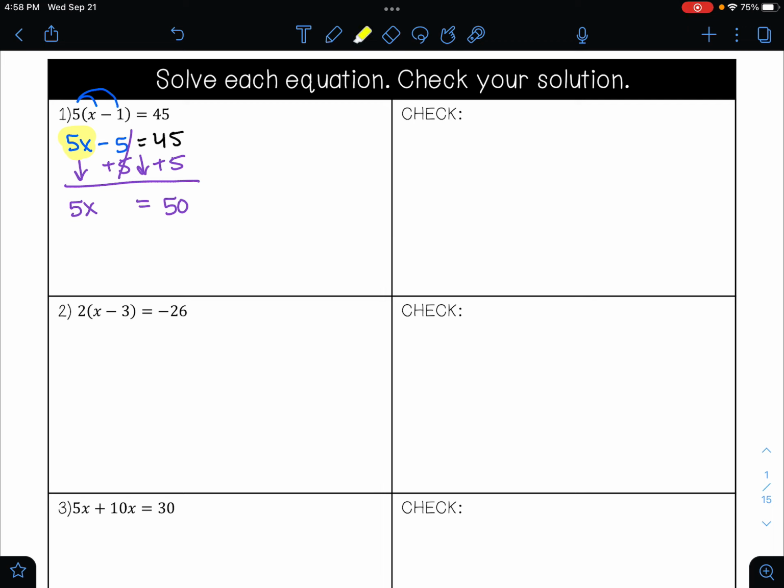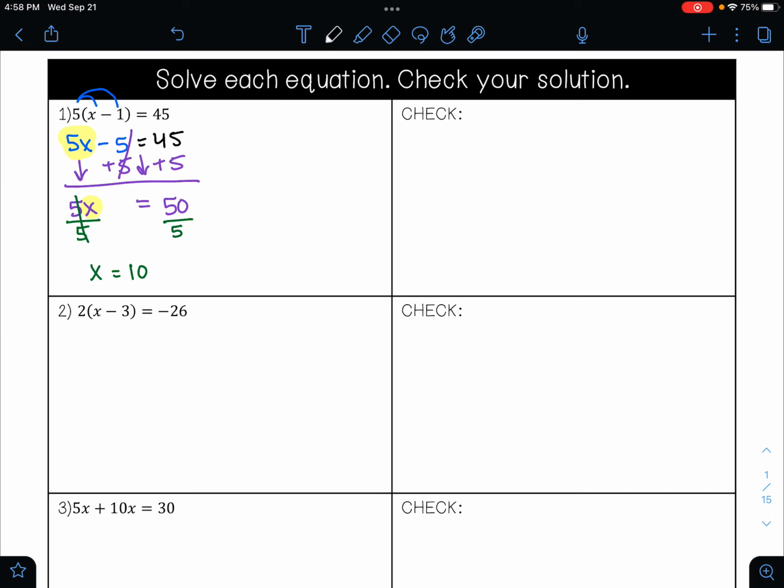Now I want to get x by itself. X is being multiplied by 5. To undo multiplication, I'm going to do division. 5 divided by 5 is 1, so that leaves me with 1x. 50 divided by 5 is 10. So my answer is x equals 10.